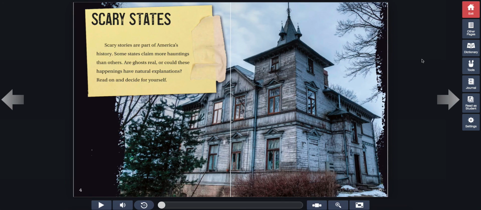Some states claim more hauntings than others. What happens if I say states and claim? What is the meaning of claim? What do you think that this part is telling us? What, baby? Can you repeat, please? Escalar. No, that's climb. So, claim. Some states claim more hauntings than others. So here, they are telling you that there are some places that seem to have more ghosts than other ones. Sí, hay lugares que parecen estar más embrujados que otros, ¿vale? So let's continue. Are ghosts real, or could these happenings have natural explanations?